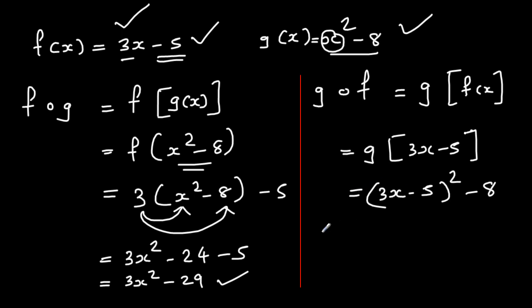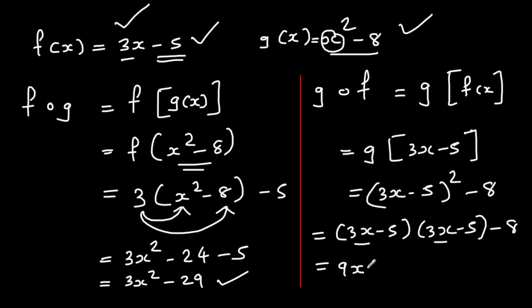Now I can say this equals 3x minus 5 times 3x minus 5. This is a square, so I repeated 3x minus 5 two times, minus 8. Now let us simplify this. 3x times 3x is 9x square. 3x times minus 5 is minus 15x. Minus 5 times 3x is again minus 15x, and minus 5 times minus 5 is plus 25, and then I have minus 8 here.